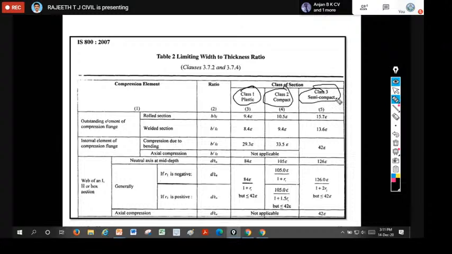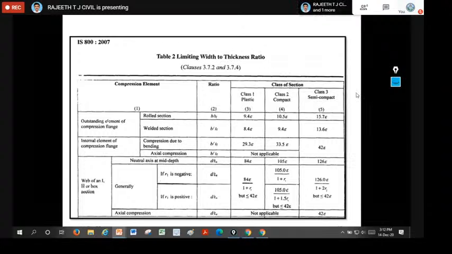Actually, the code allows only 3 types of sections for practical purposes. They are not allowing slender sections, because those sections are very slender and will fail due to their own weight, because of local buckling. Therefore, we are supposed to use only plastic, compact and semi-compact sections. The width to thickness ratio is provided in Table number 2. This is one of the main criteria we need to observe to classify the cross sections.